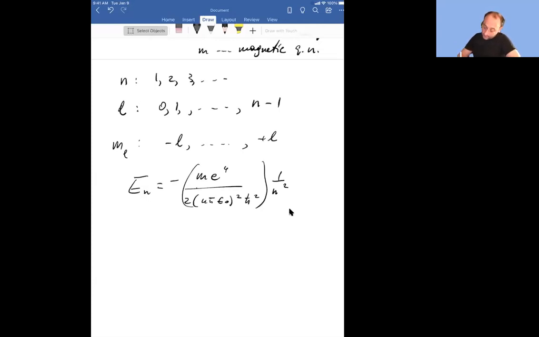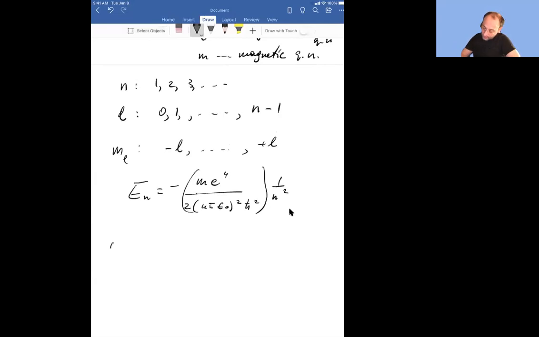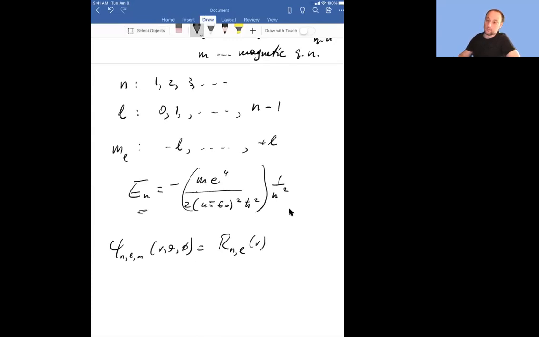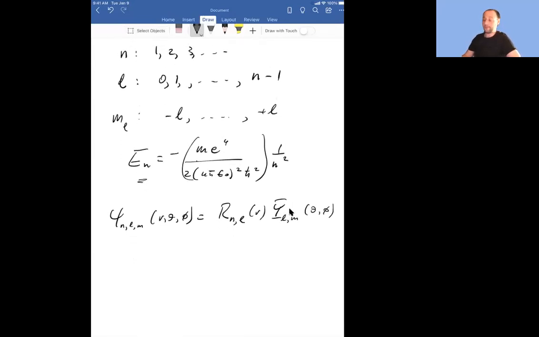It turns out that the wave function that depends on these three quantum numbers, the radial part of the wave function actually depends on N and L, but the energies do not. So that's why I said it's not just a degeneracy due to symmetry, it's also partly an accidental degeneracy. And the Y's, they depend only on L and M.